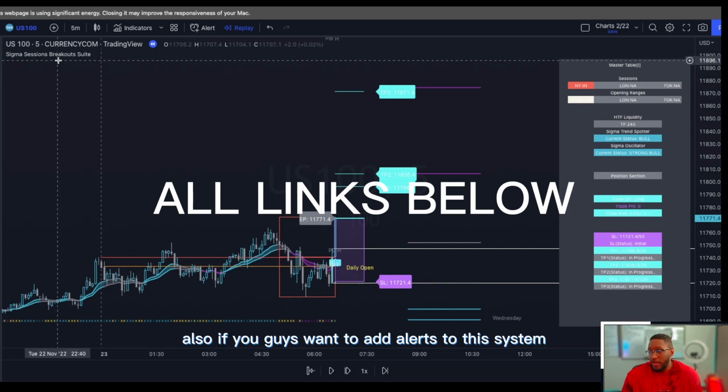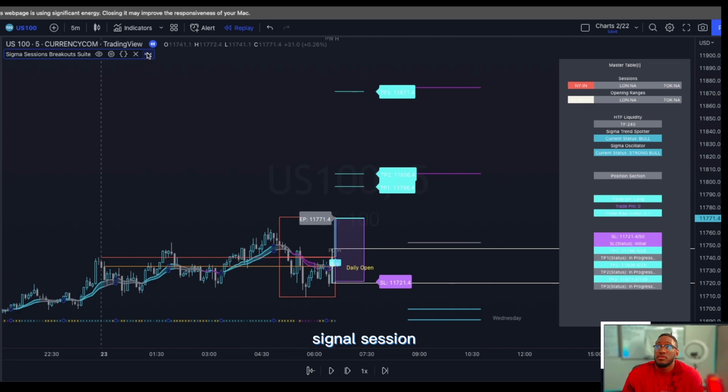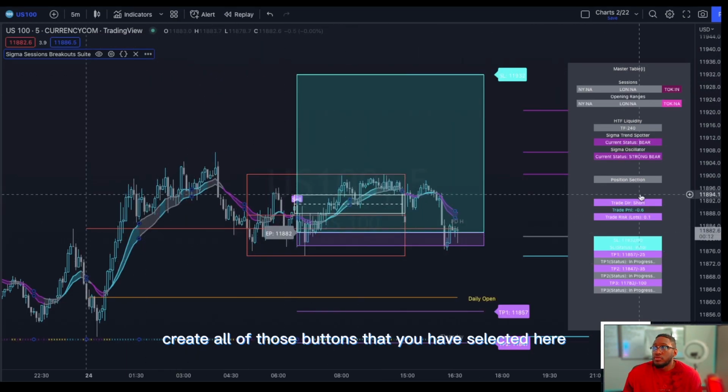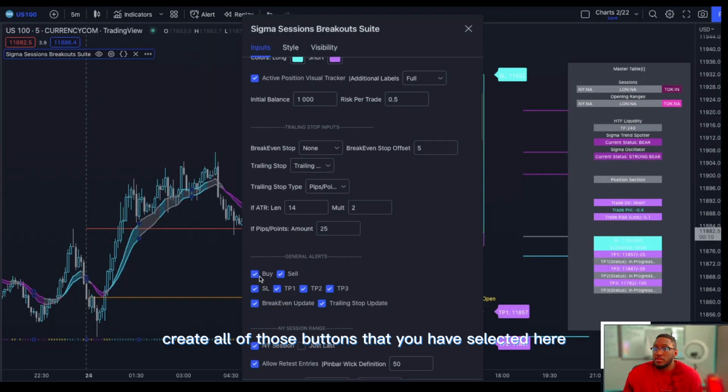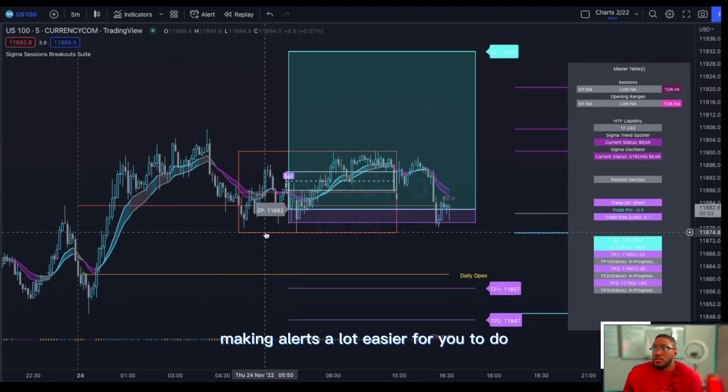Also, if you guys want to add alerts to this system, all you got to do is go into here, Sigma Session Breakout Suite, and your alert function code, and press create. All of those buttons that you have selected here, anytime these are valid, they're going to send. So it's going to make alerts a lot easier for you to do.